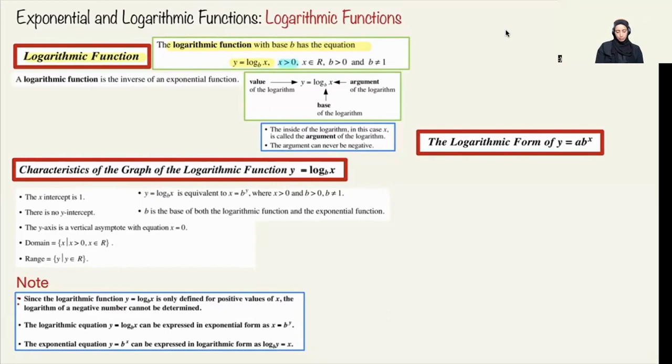X has to be positive. You can't take a log of a negative number, and x is an element of all real numbers. B also has to be positive. Your base cannot be a negative number, and it also cannot be 1, or else you'll have an undefined function.